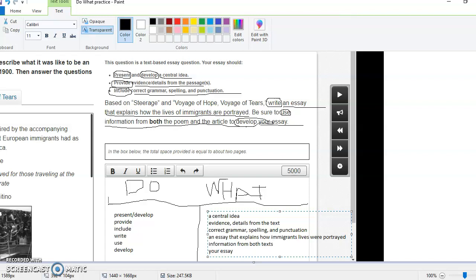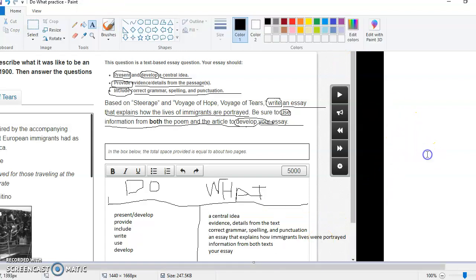Your essay. So now if you look, guys, I have gone through the steps of the do what process, and I've created an outline that's going to tell me what I need to do. Do what I need to do. Okay, notice now it's flipped. I need to present and develop a central idea. I need to provide evidence and details from the text. I need to include correct grammar, spelling, and punctuation. I need to write an essay that explains how immigrants' lives were portrayed, and I need to use information from both texts, and I need to develop my essay.